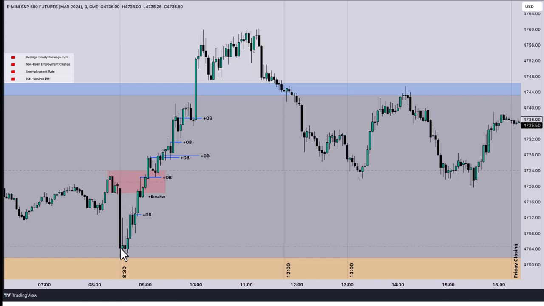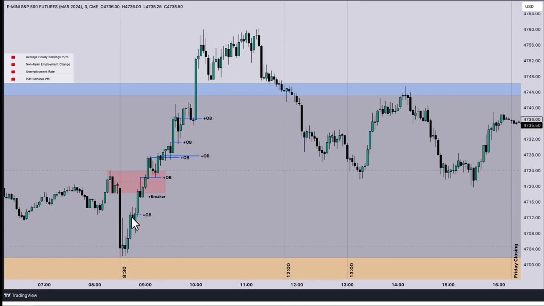So at 8:30, news driver came out, dropped a significant amount. People are thinking it's going to keep going lower. They get trapped in there. Then we have a market structure shift on the lower time frame. Then we have a displacement going higher. Within that displacement, we notice that there's an order block on the 3-minute.